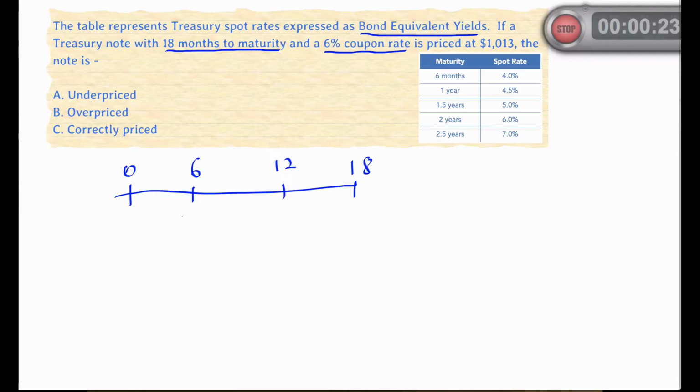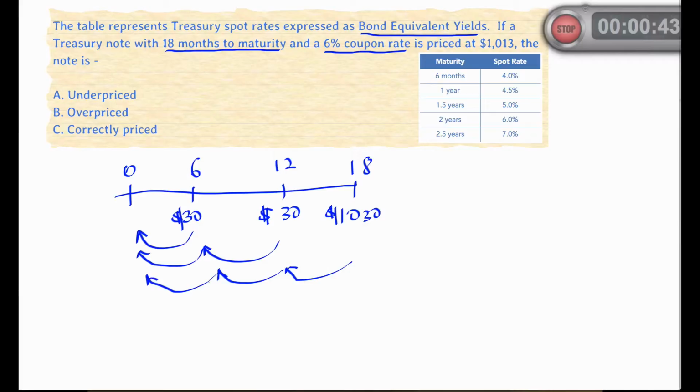Now, as a first step, we estimate the expected cash flows. In this case, there's a 6% coupon paid semi-annually. So there are a total of 3 six-monthly payments of $30 and the principal amount of $1,000, which will get paid with the last coupon at the end of the 18-month period.